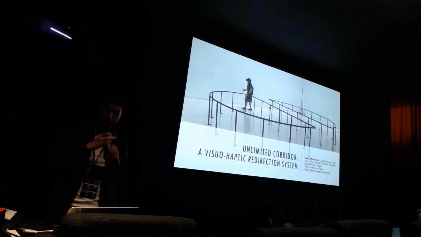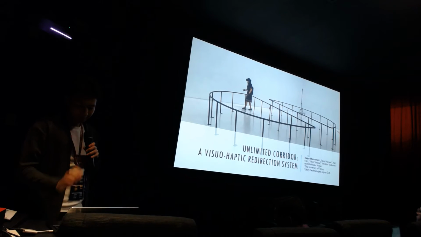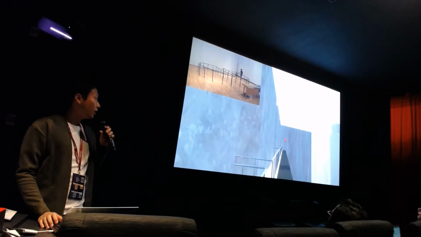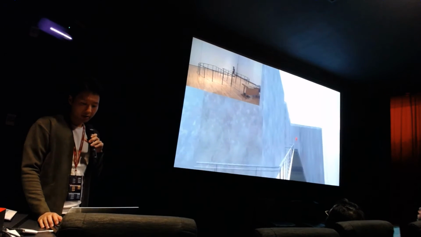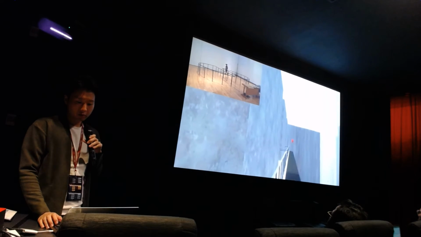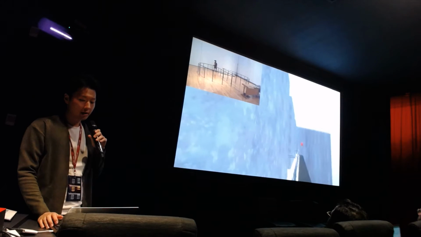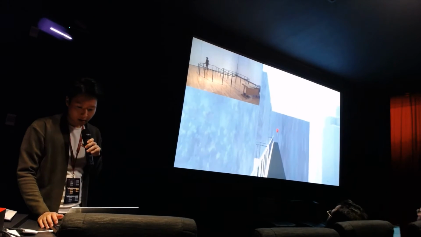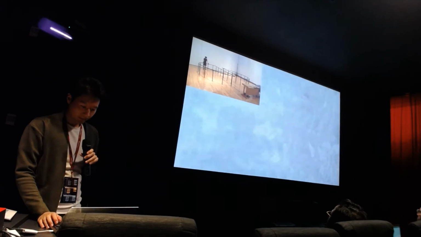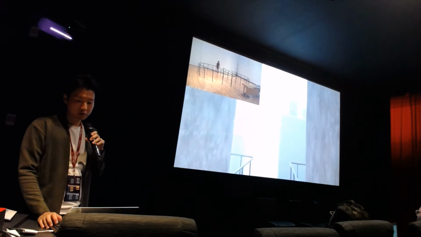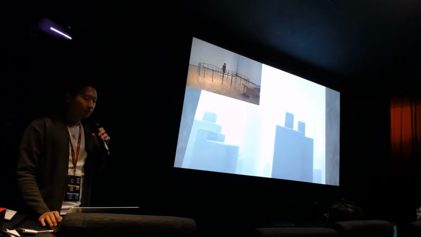I'm Keigo Matsumoto from the University of Tokyo. This is our demonstration, Unlimited Corridor handrail version. A user walking along semicircle handrails is holding them, but sees the image of holding straight handrails and walking straight through an HMD. By using this system, we compress an infinite ladder-shaped virtual space into a small real space.